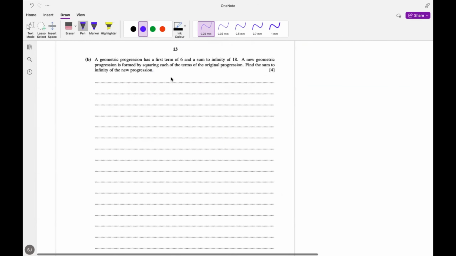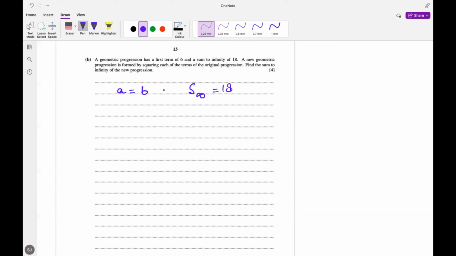In part B, we have a geometric progression which has a first term of 6 and a sum to infinity of 18. So a is equal to 6 and the sum to infinity is 18. A new geometric progression is formed by squaring each of the terms of the original progression. Find the sum to infinity of the new progression.